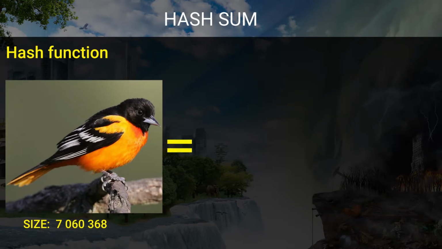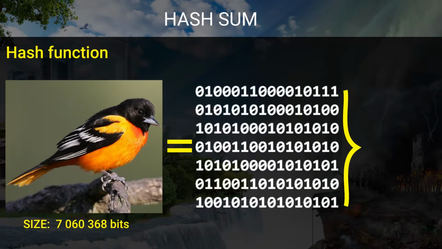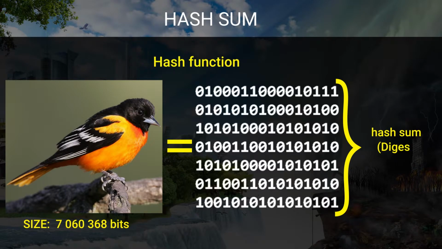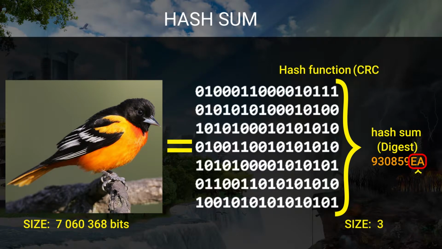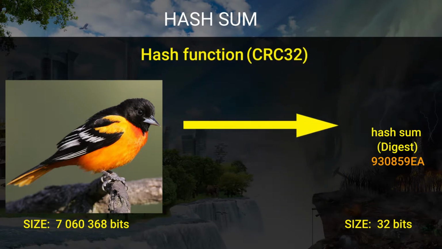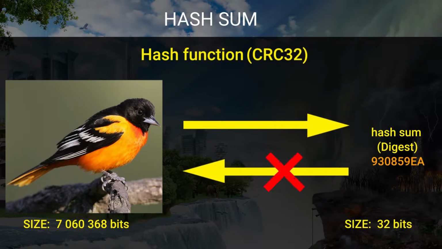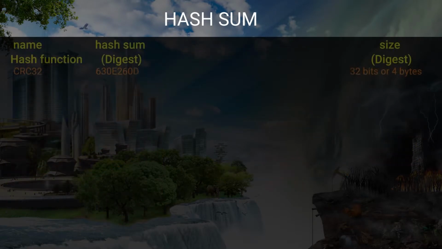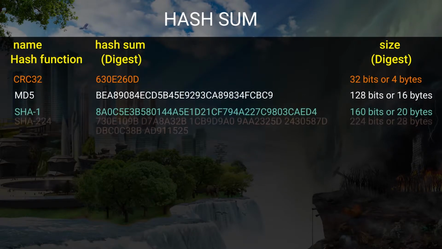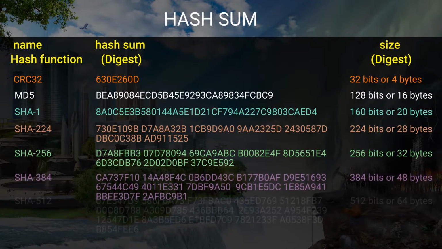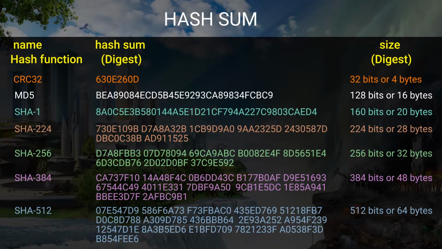This example shows the function crc32 with its output value, the hash sum. Regardless of the size of the input file, the hash sum always equals 32 bits or 4 bytes. 1 byte equals 8 bits. Hash functions are unilateral. We can get a hash sum out of a file, but we can't get the file out of a hash sum. There are numbers of hash functions in the digital world. The difference is in calculation algorithms and the size of the output hash sum.